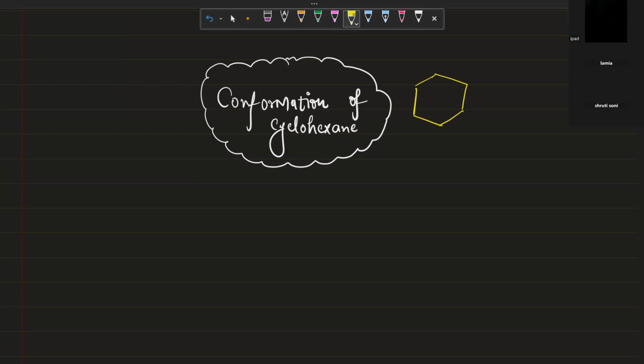So let's start with how many types this cyclohexane can be present in. Okay, so there are four types: chair, twist boat, boat and half chair. I will share a picture with you.